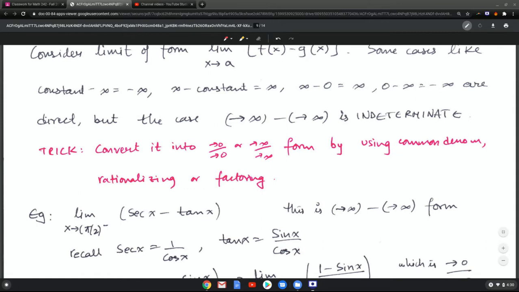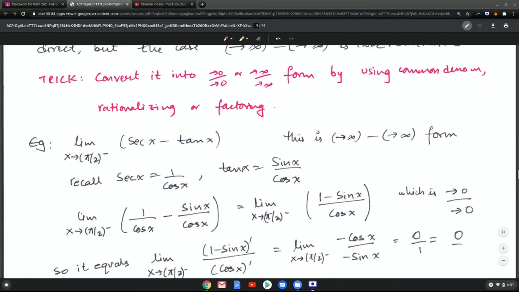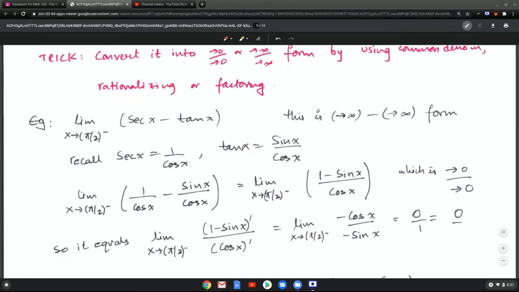Again, the same trick is to convert it to zero by zero, infinity by infinity. And the tools we have are using common denominator, rationalizing, or factoring. Here's an example: secant x minus tan x. Verify that this is indeed infinity minus infinity form.